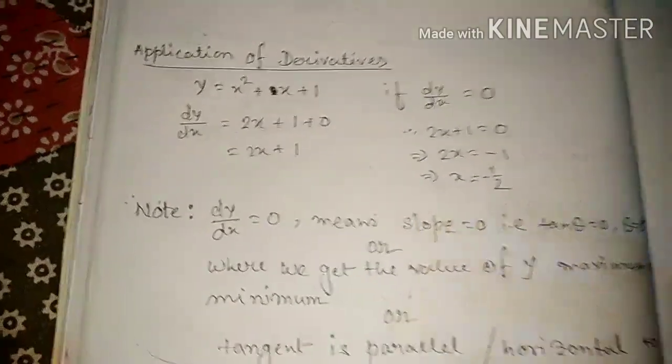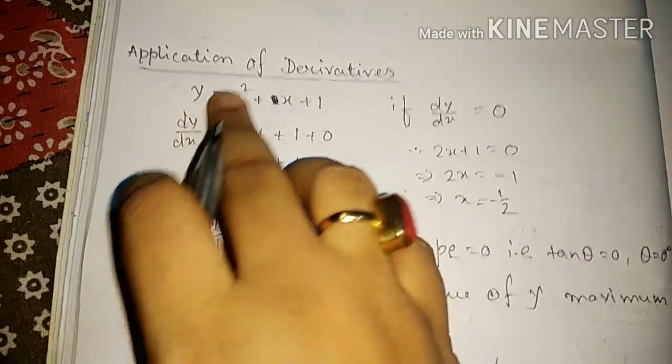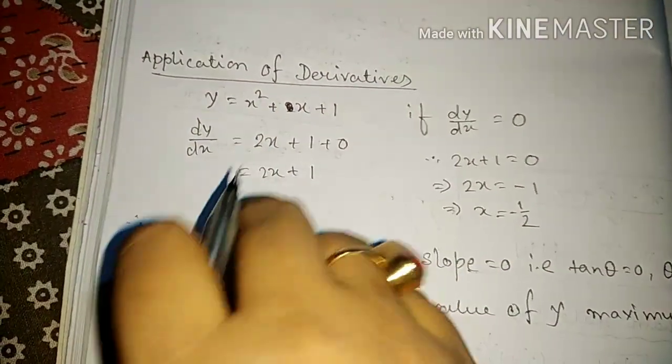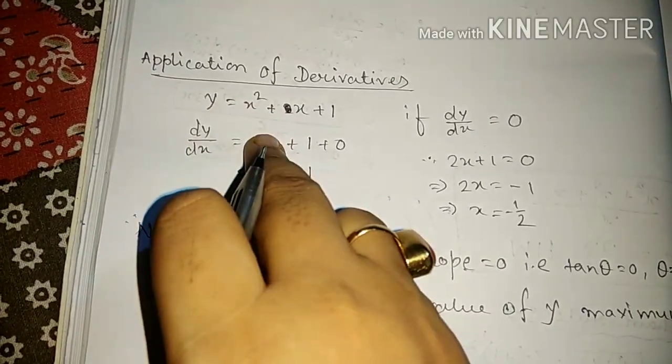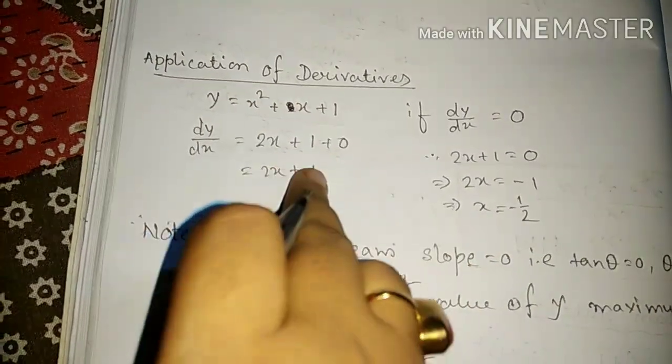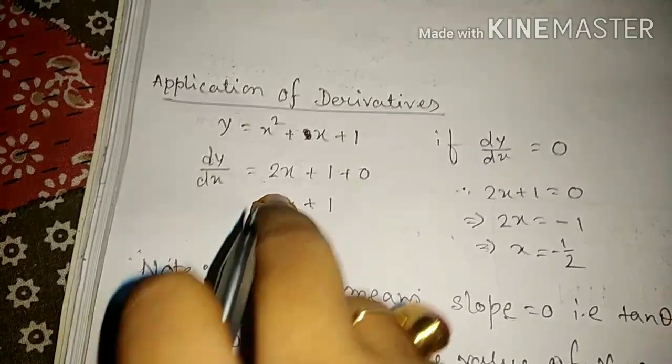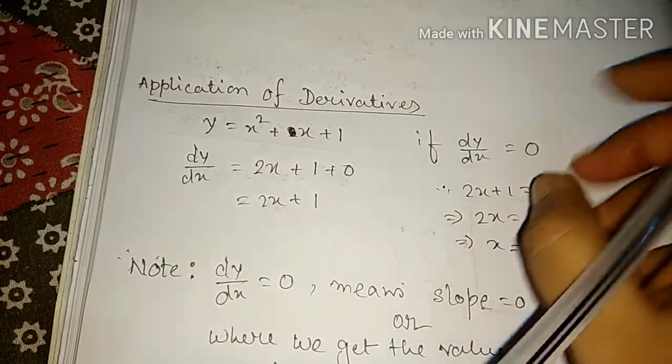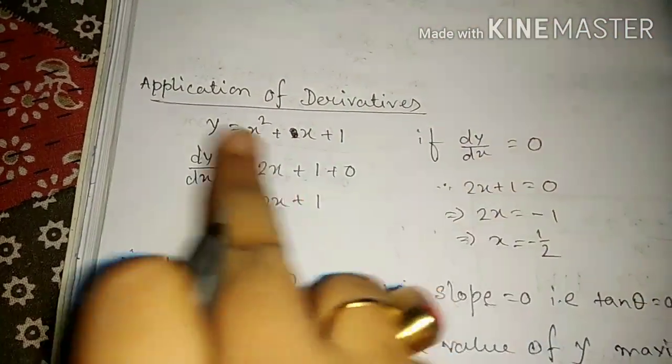Not understand? Let's take one example. y equals x square plus x plus 1. So dy by dx equals 2x plus 1. Now if the question is dy by dx equals 0, then what is the value of x?